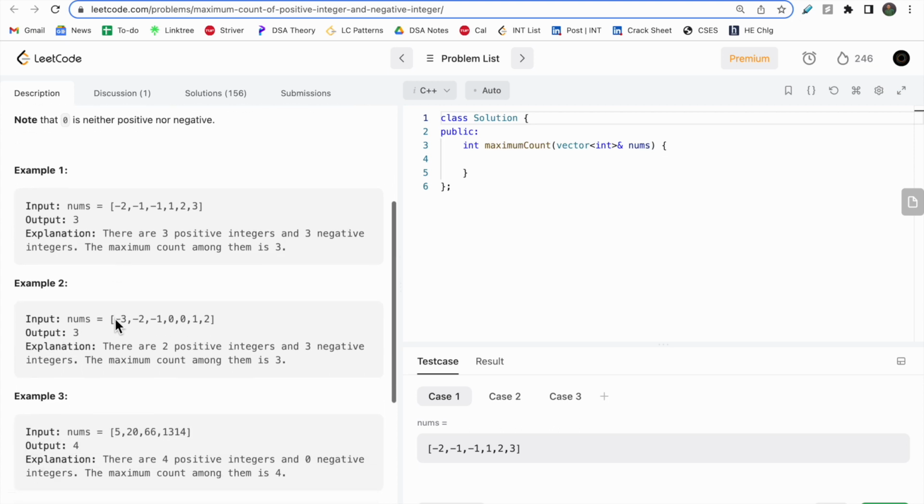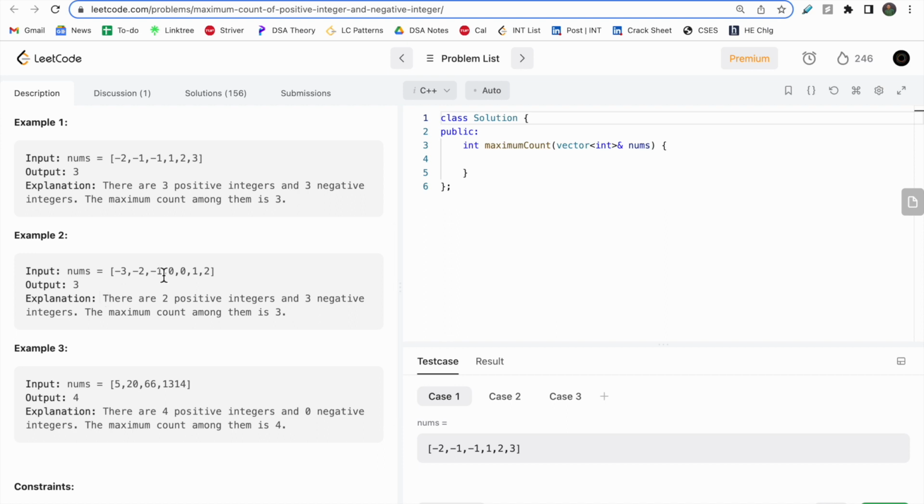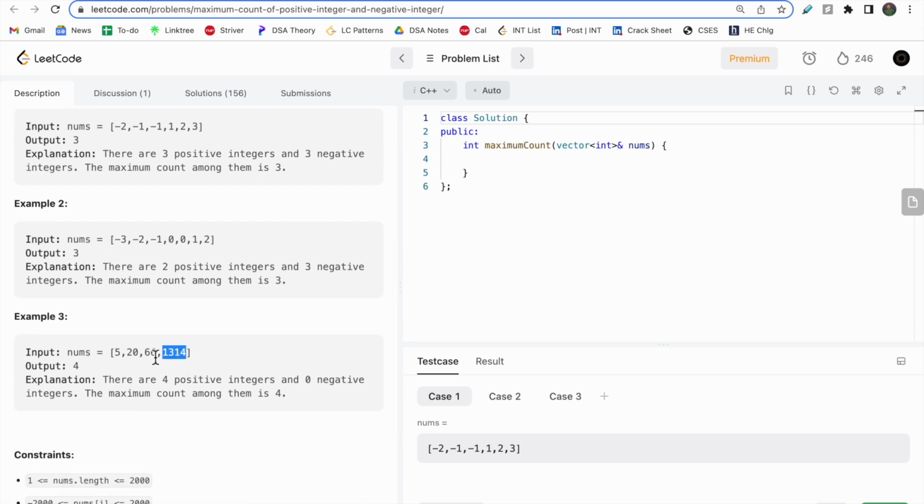So let us take a look at the first test case. So here you have 3 negative integers and 3 positive integers. So maximum of both of them is 3 itself. So we return 3. In the second example, we have 3 negative integers and only 2 positive integers because we can't count 0 in either of them. So we return 3 as we have more negative integers and its count is 3. In the third test case, we have 4 positive integers and 0 negative integers, so we return 4.